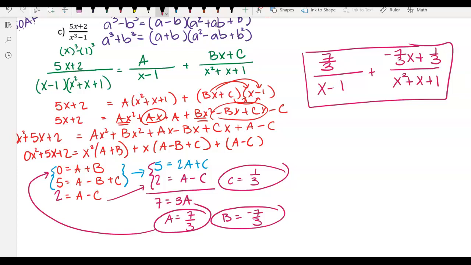That's it. Do not try to find a common denominator and put them back together, because if you do, then you're going to get the original question. So yes, it looks ugly because that's the point.